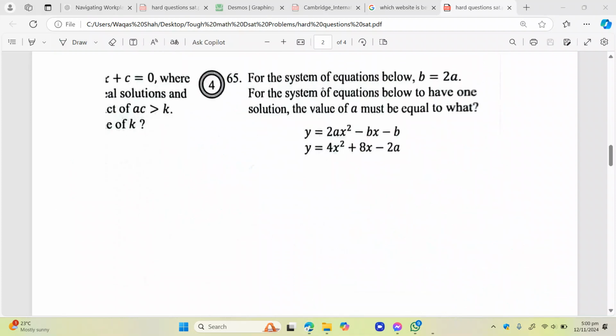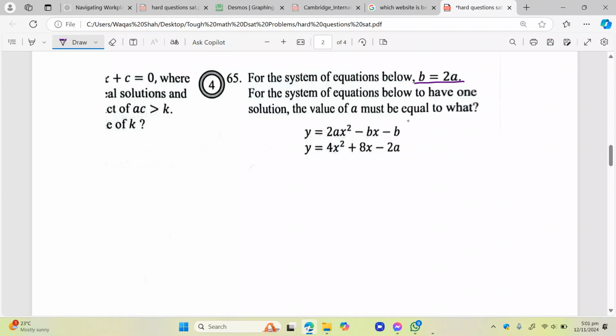Okay, in this question, for the system of equation below, b is equal to 2a. So one information given is this one, that b is equal to 2a. For the system of equation below, to have one solution, the value of a must be equal to what? So it's given that this system of equation has one solution, right? So basically these are two parabolas and they are meeting at one point. Okay, so if they are meeting at one point, the solution will be 1. So using this condition, we are going to find value of a.